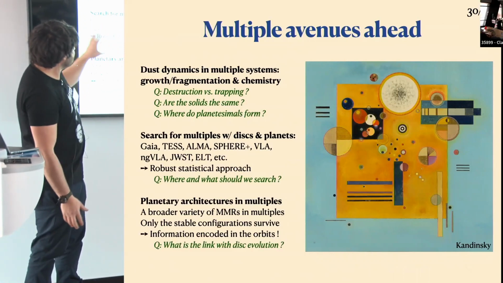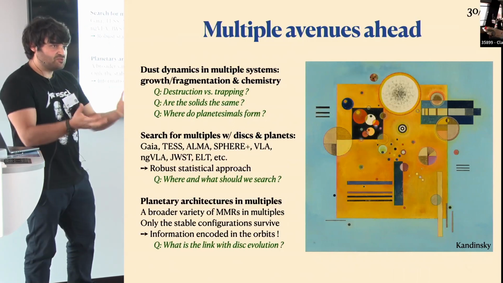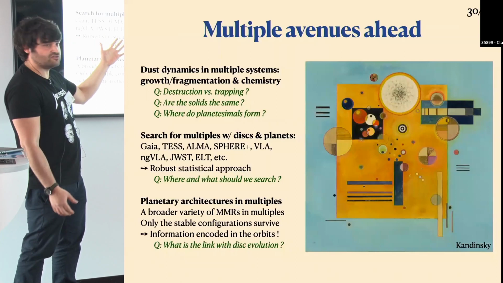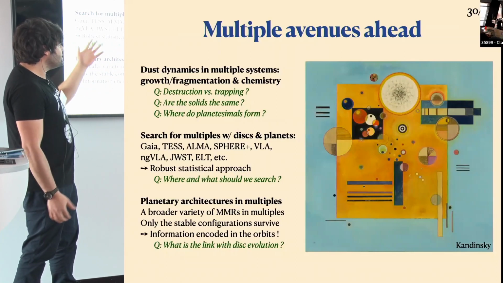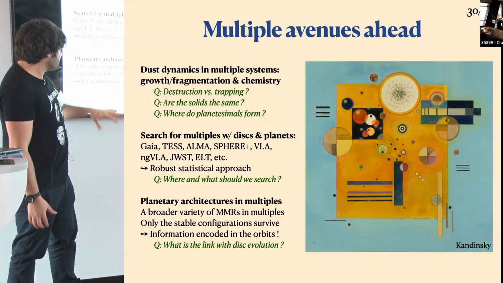And we can also start to search for multiples with disks and planets, and as I told you, there is a population emerging from there, and we need to draw some statistically robust conclusions on that. So we need to understand what to search for. And last, there are these planetary architectures in multiples.